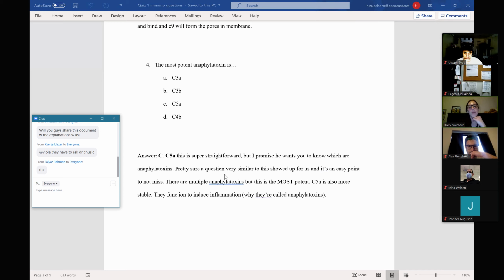But yeah, what I want you to know with the anaphylatoxins is the order of stability and potency, and that they're called anaphylatoxins because they induce inflammation, and they do that by recruiting your inflammatory cells, aka your neutrophils.